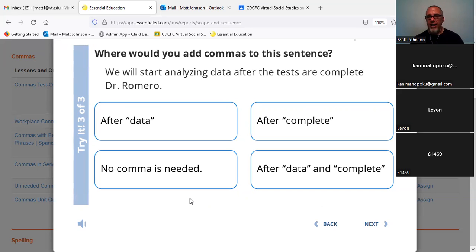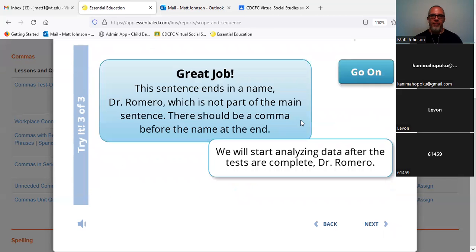data. So in this form, and again, thinking of our test taking skills and everything, they're not asking us to rearrange it. They're not asking us what the subject is, anything else. They want to know if we need a comma and where it should be. So in that case, we are going to put it after the word complete. Great job. This sentence ends in a name, Dr. Romero, which is not part of the main sentence. There should be a comma before the name at the end. Right. That was not essential information.